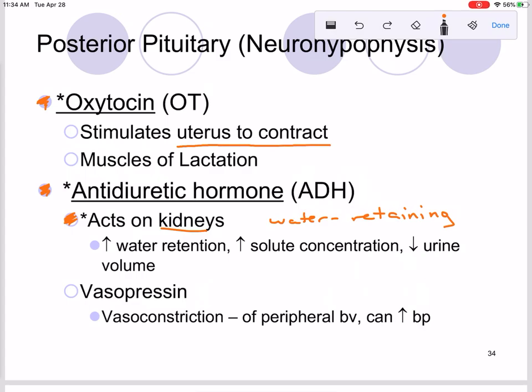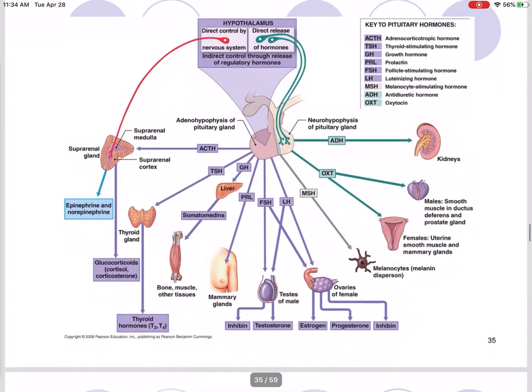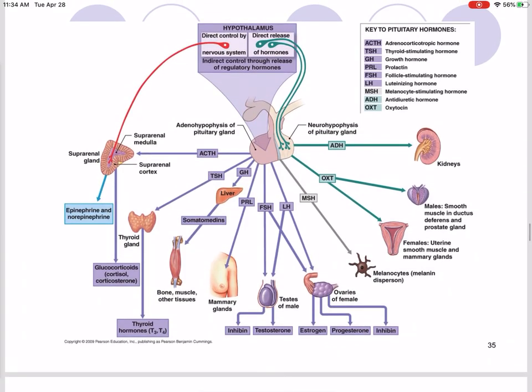One that might be new to you is oxytocin. Oxytocin, particularly in women, obviously, during childbirth, stimulates the uterus to contract. So you only need to focus on the functions that I'm pointing out, because when I ask questions about these, I'll be asking questions based off of what I'm underlining and starring.